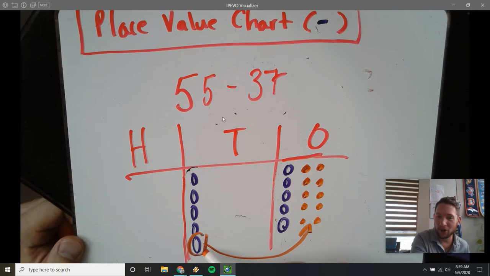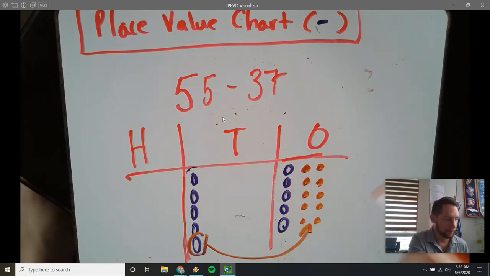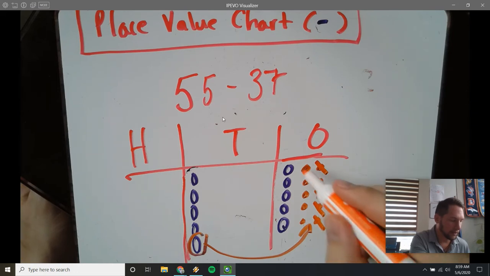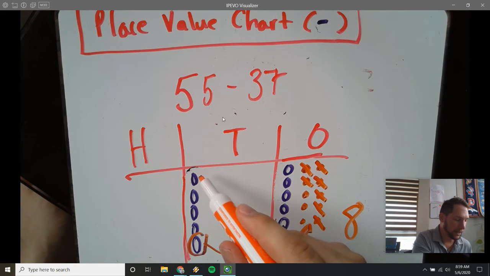Okay, so this guy's gone because he went over here. That's why I circled it. Also use a different color so it's easier to see what's happening. Now I can take away 7: 1, 2, 3, 4, 5, 6, 7. How many do I have left? I've got 3 and 5. I've got 8 left. How many tens do I have left?